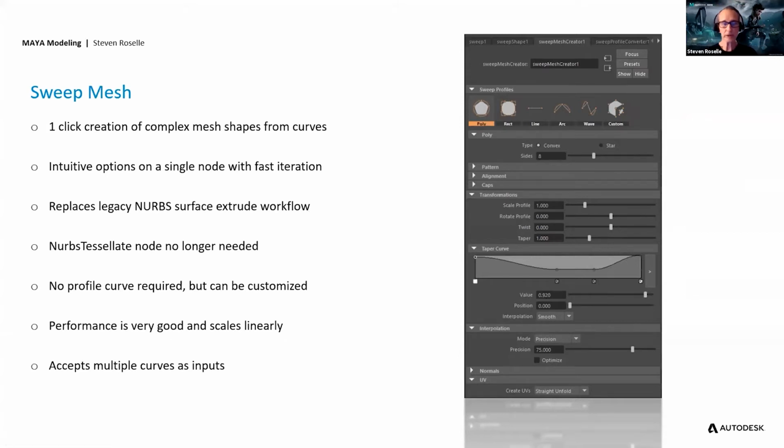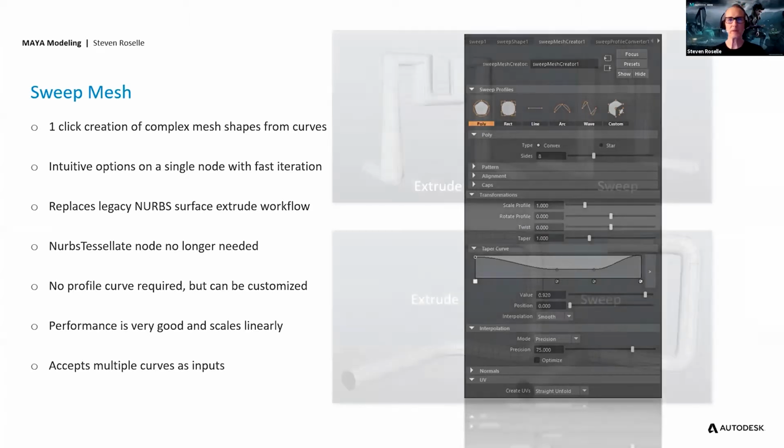Performance is actually very good as well. It scales linearly. So you can create one sweep mesh, or you can create 100 and then have that node control all 100 of those. And it accepts multiple input curves. So you can have one node per curve, or you can have one shared node for all the curves so that they all are uniform and consistent. So it's pretty flexible in that regard.